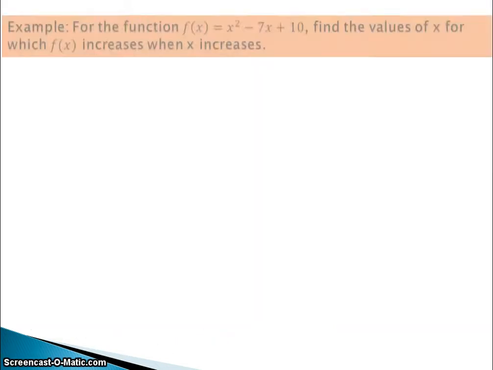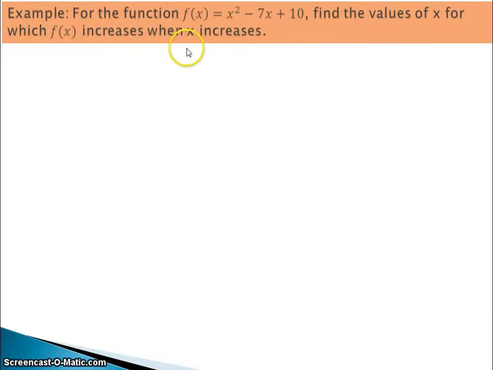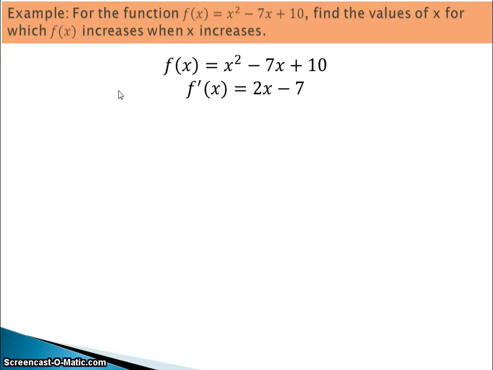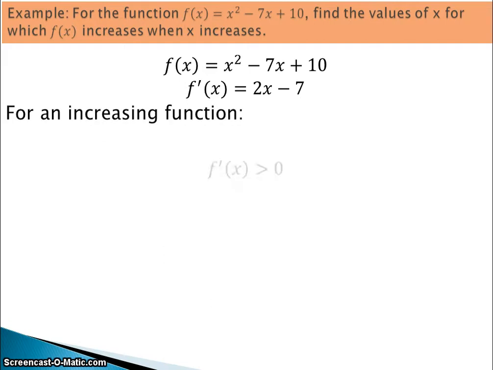Now let's look at this example. For the function y equals f of x is equal to x squared minus 7x plus 10, find the values of x for which f of x increases. So the very first thing I would do is find the first derivative. I get 2x minus 7, applying the power rule here. And then for an increasing function, I have to equate f dash of x is greater than 0.